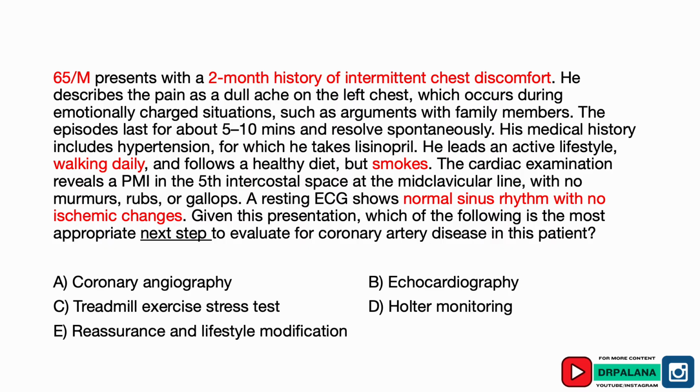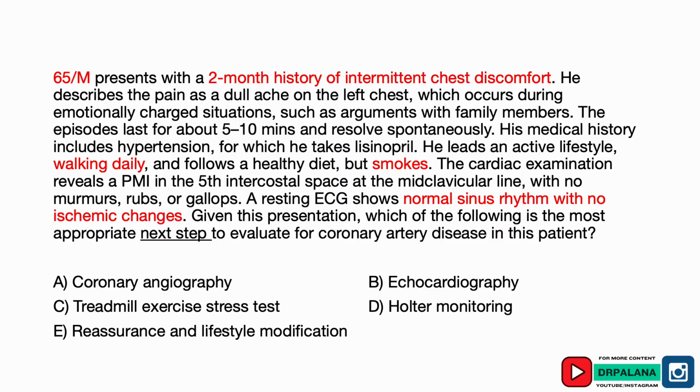His medical history includes hypertension, for which he takes lisinopril. He leads an active lifestyle, walking daily, and follows a healthy diet, but he smokes. The cardiac examination reveals a PMI in the fifth intercostal space at the mid-clavicular line, with no murmurs, rubs, or gallops. A resting ECG shows normal sinus rhythm with no ischemic changes.